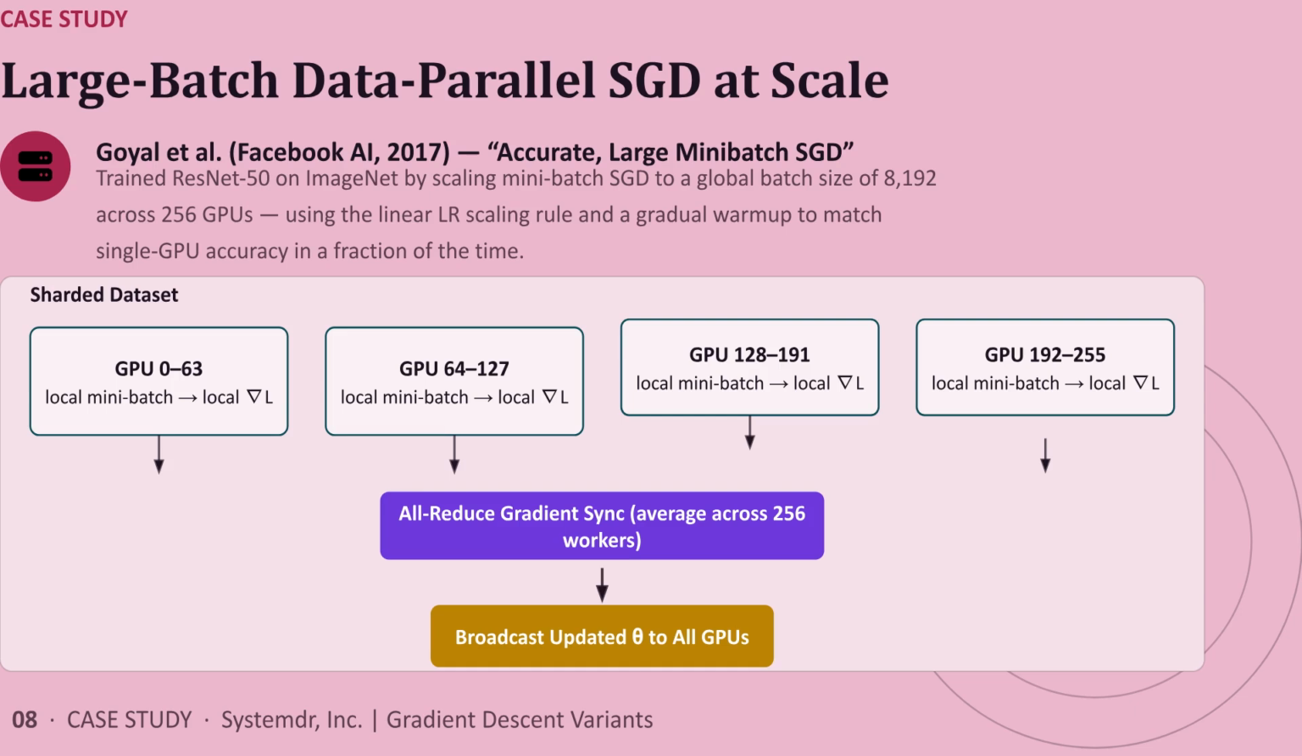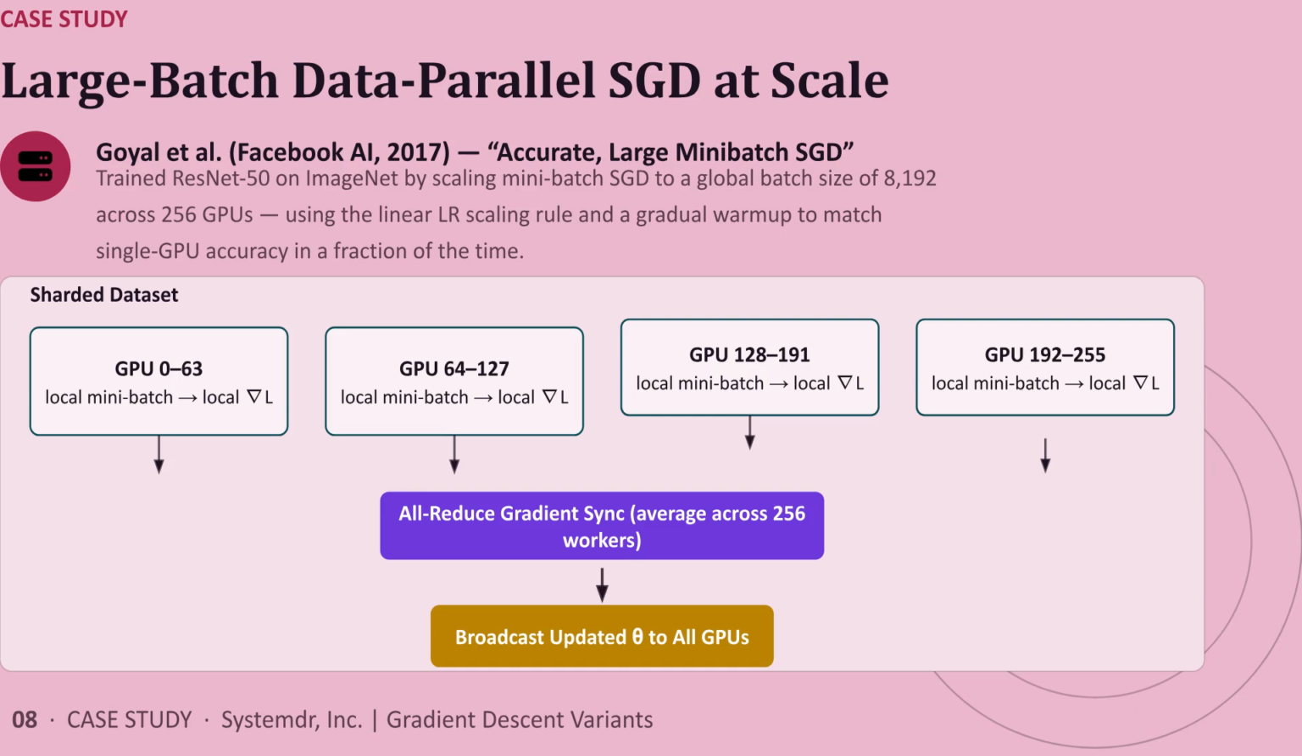The local gradients from every worker are summed and averaged across all 256 of them, producing a single gradient that's equivalent to that much larger effective batch, without any single GPU ever having to hold all 8,000 plus examples in memory at once. The updated parameters are then broadcast back out to every worker, so the next step starts synchronized.